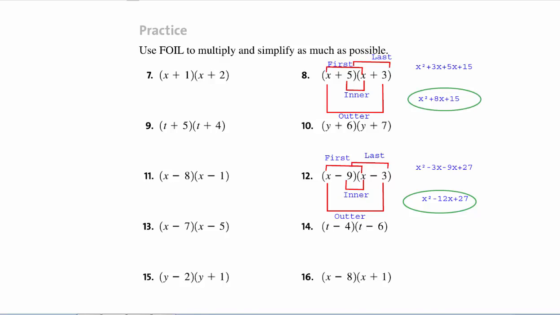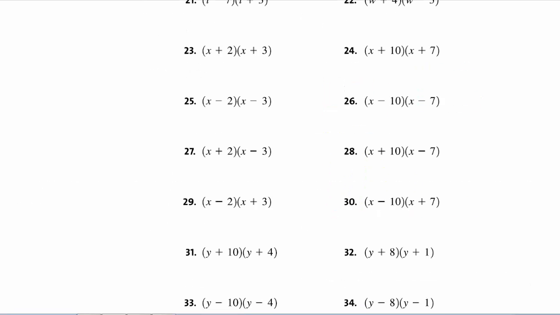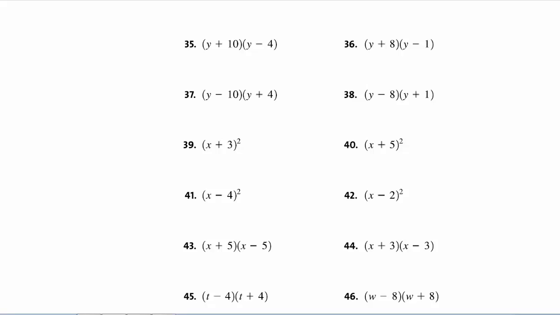Let's jump down to maybe two more problems. Let's take a look at problem number 40. Right? We have x plus 5 quantity squared. So we should probably first rewrite this. Okay, so x plus 5 squared is really the same as saying x plus 5 times x plus 5.